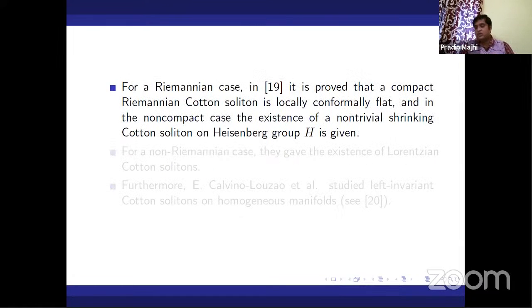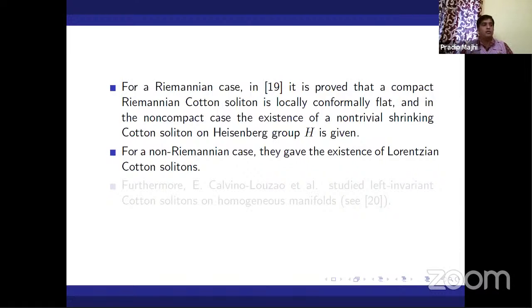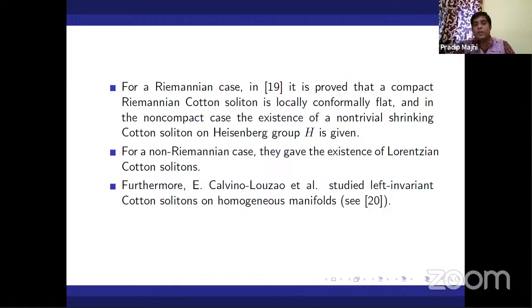Now we'll discuss some results related to the cotton soliton on Riemannian manifolds and semi-Riemannian manifolds. In a Riemannian manifold, Lorenzo et al. proved that a compact Riemannian cotton soliton is locally conformally flat, and in the non-compact case, they gave the existence of non-trivial shrinking cotton solitons on a Heisenberg group. Again, Lorenzo et al. proved in the non-Riemannian case the existence of Lorentzian cotton solitons. Furthermore, Calvaruso et al. studied left invariant cotton solitons on homogeneous manifolds.